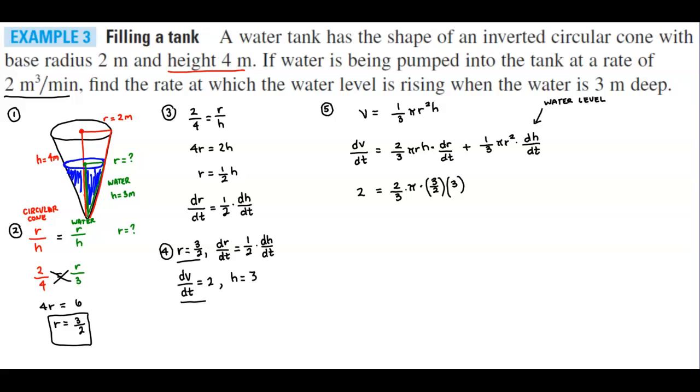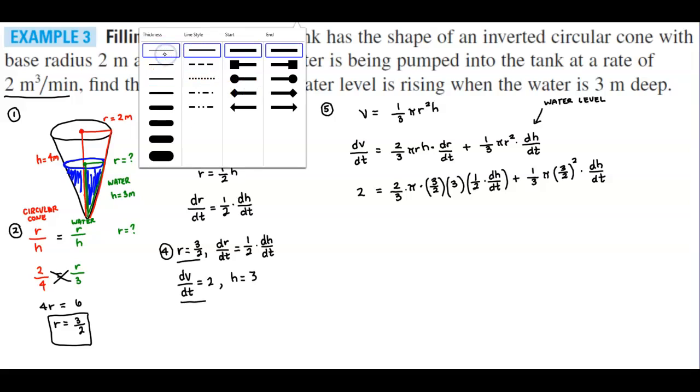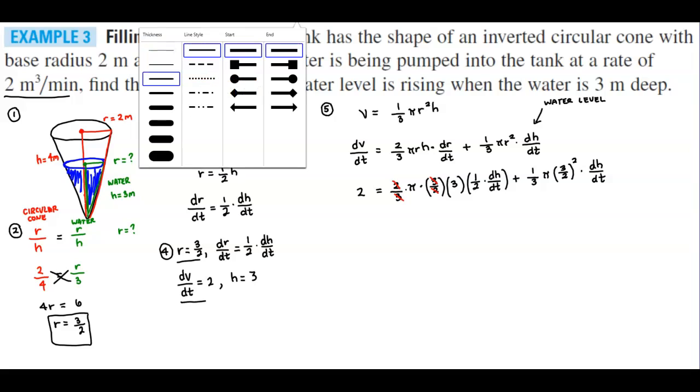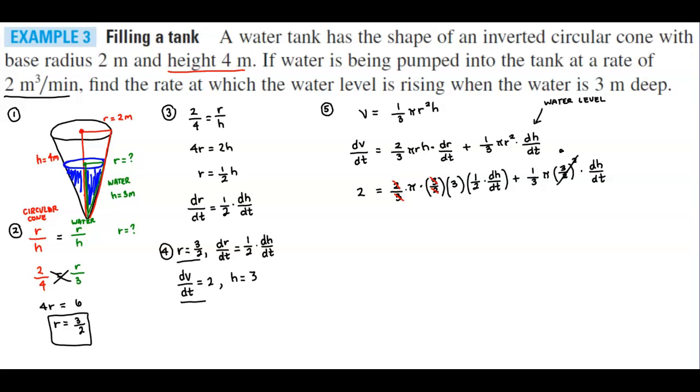Times dr over dt, which we know in part 4 is 1/2 times dH over dt. Plus, we have 1/3 times pi times the radius squared, which we know is 3/2. Square that times dH over dt. Now let's go ahead and simplify anything that we can simplify. Well, we know that this 2 and that 2 simplify. We know this 3 and that 3 simplify. And so then also, 3/2 squared gives us 9/4.